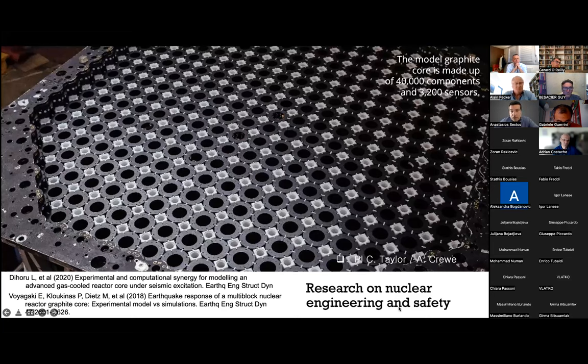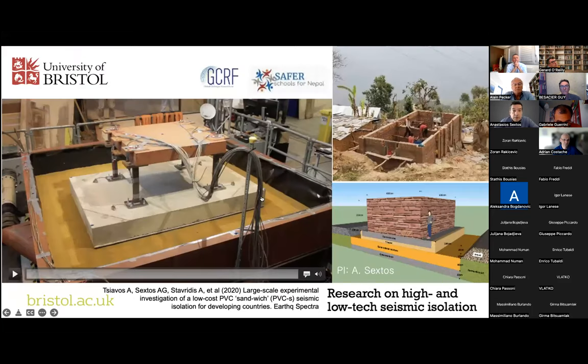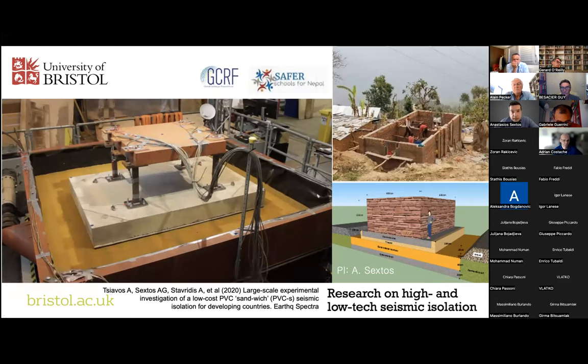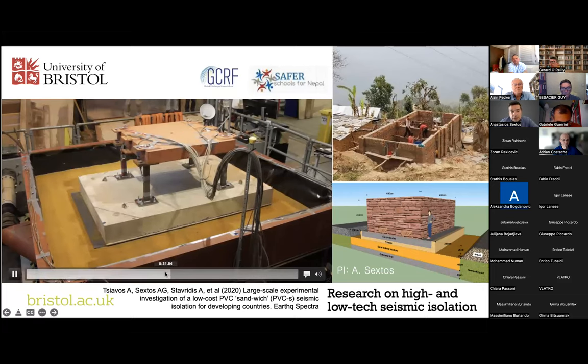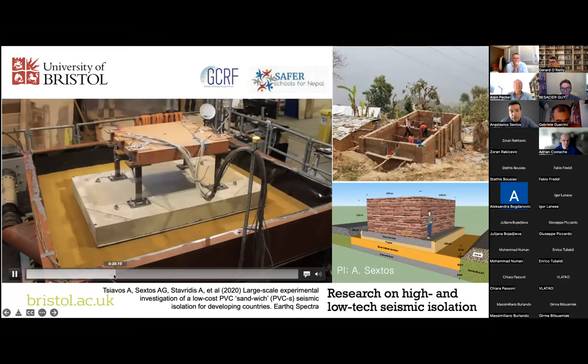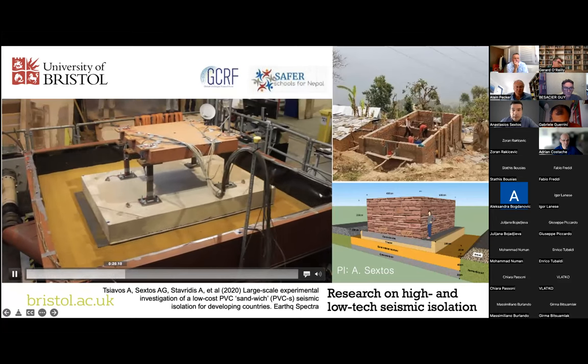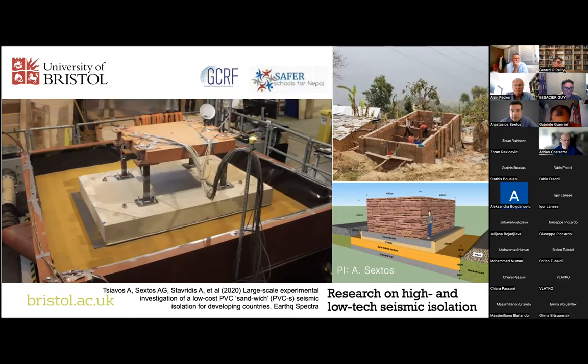You can see here a reaction core that we have tested in the past on this specific table, or structures that rely on low-cost seismic isolation, as we have also accommodated a series of tests during the last 3 years in this field. So everything that requires the experimental application of the vertical component of ground motion, this table would be the most suitable installation that we're offering at the University of Bristol.